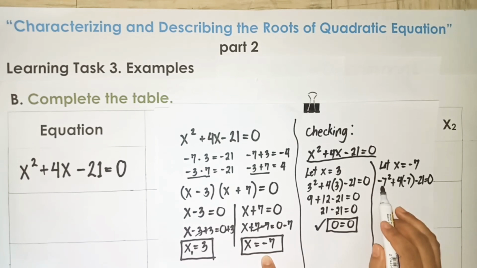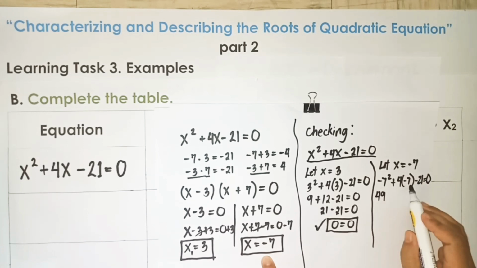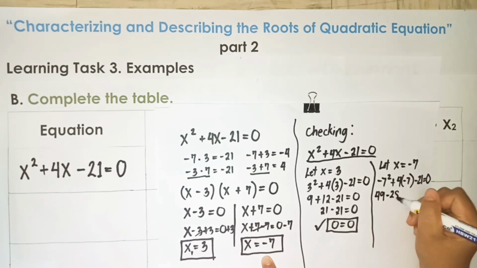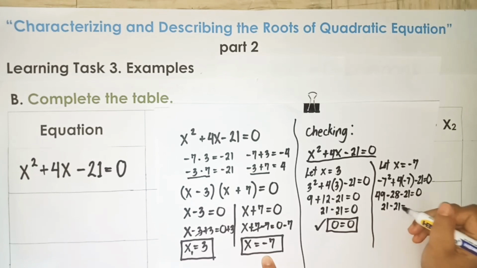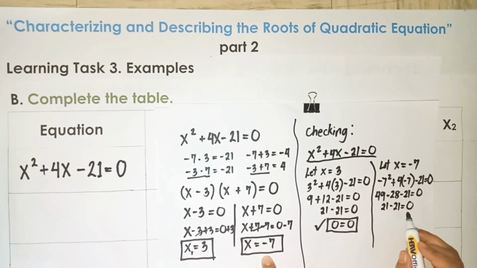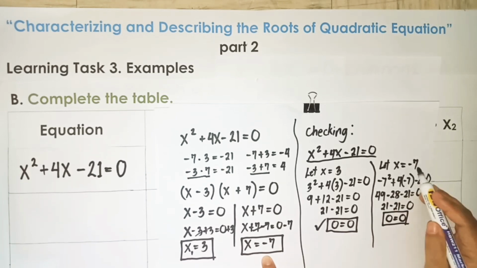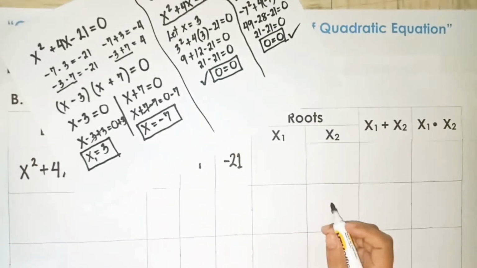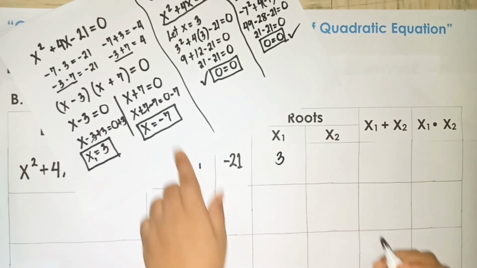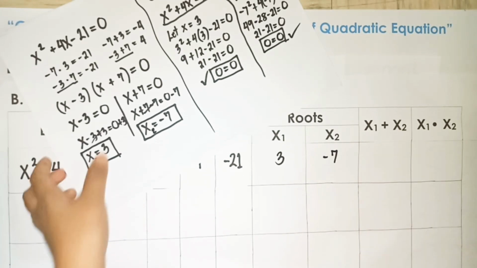So, simplify. Negative 7 squared will be positive 49. Positive 4 times negative 7 will be negative 28 minus 21 equals 0. So, 49 minus 28 is 21 minus 21 equals 0. 21 minus 21 is equal to 0. So, they are equal. Meaning to say, your answer, negative 7, is correct. x sub 1 is equal to positive 3. And x sub 2 is equal to negative 7.